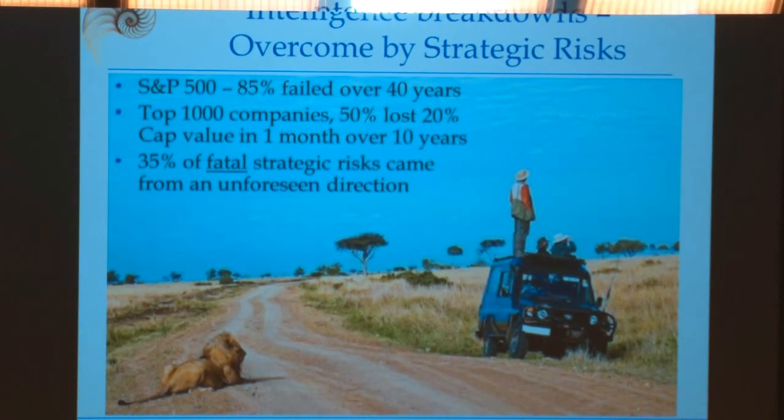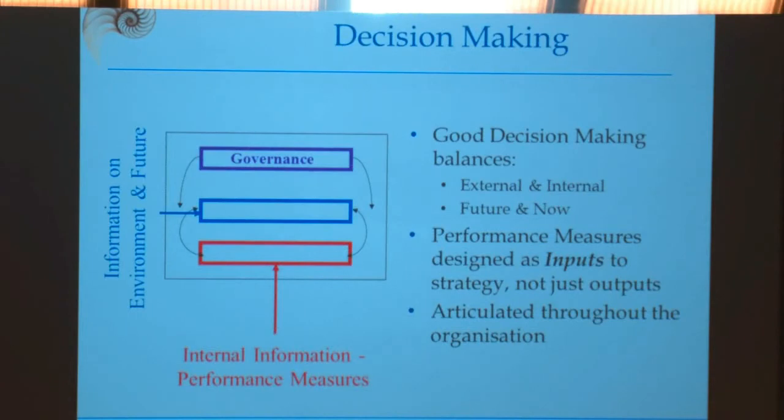So for us in VSM, decision making, and I'm focusing on this because for me this is a thing that is kind of missing in EA, I think, with all due respect to the EA colleagues here, is about getting the balance right. So the balance between the external and the internal information, the future and now. And these are, from an EA point of view, informational issues. Do we actually have the information we need?